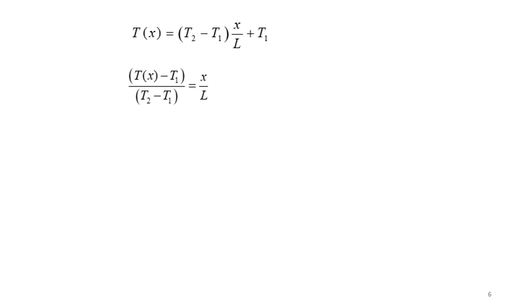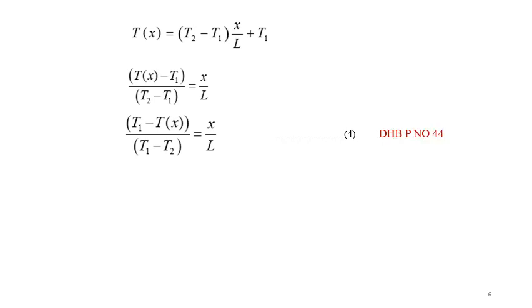Okay, so rearranging that, (T of x minus T1) divided by (T2 minus T1) is equal to x by L, or rearranging, (T1 minus T of x) divided by (T1 minus T2) is equal to x by L. Call this equation number 4, and you can see this equation in the data handbook page number 44. So this above equation is called the temperature distribution equation for a plane slab.